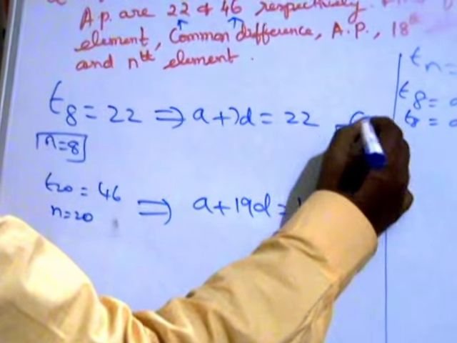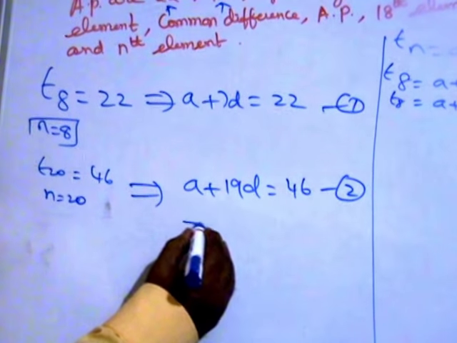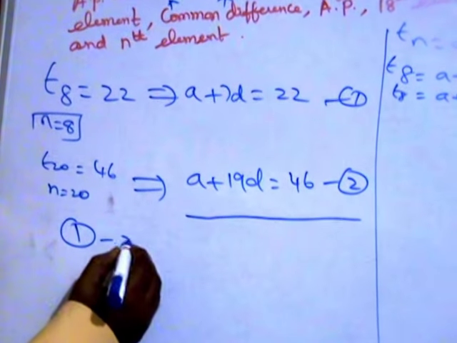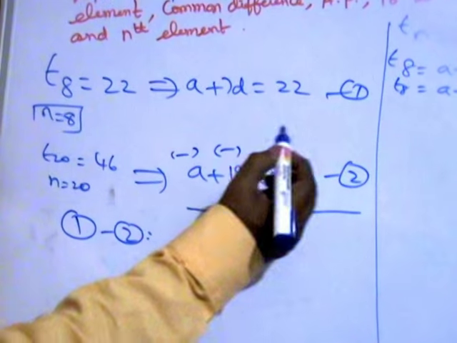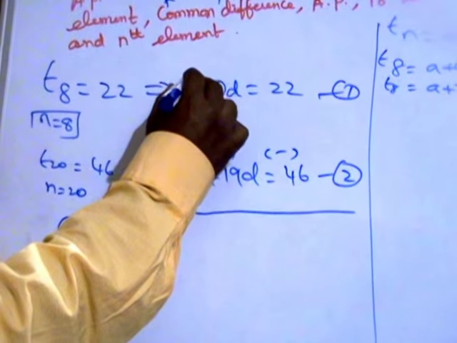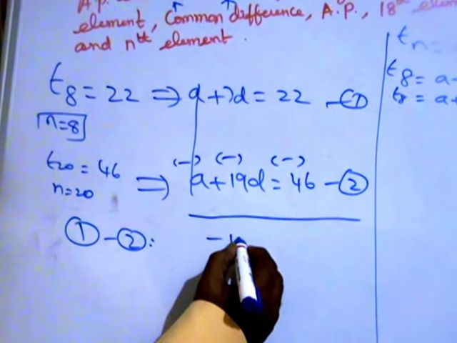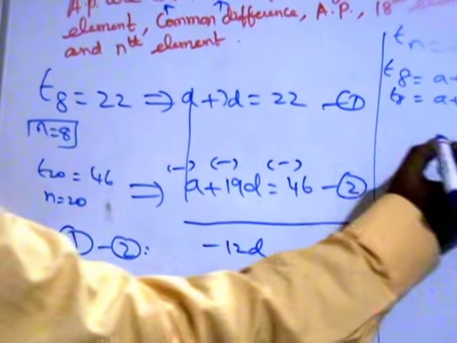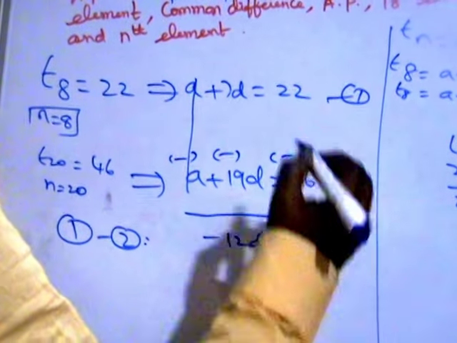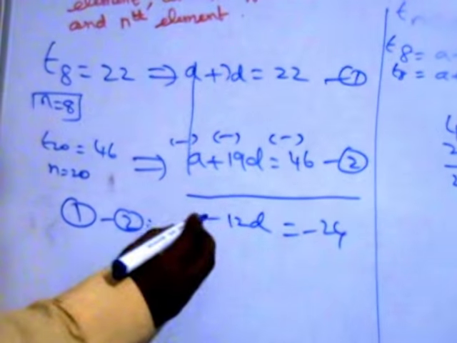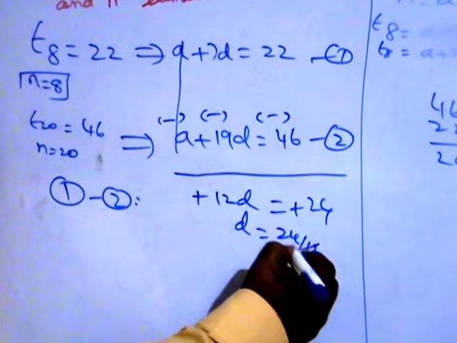You call this equation 1, you call this equation 2. Now we have to solve this to get the value of a and d. So what you do is you subtract equation 1 and equation 2. Because a has the same coefficient, this will become minus, this will become minus, this will become minus. When you subtract, a will get cancelled. 7d minus 19d is minus 12d. 46 and 22, if you subtract, 46 minus 22, you get minus 24. When minus comes two times, at both places, you can remove it. D is equal to 24 by 12, which is equal to 2.